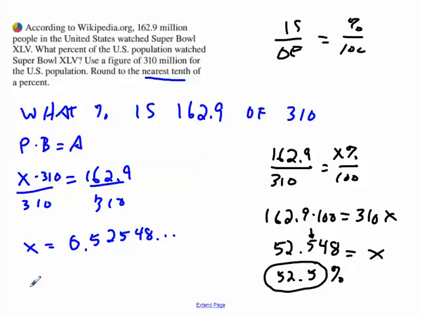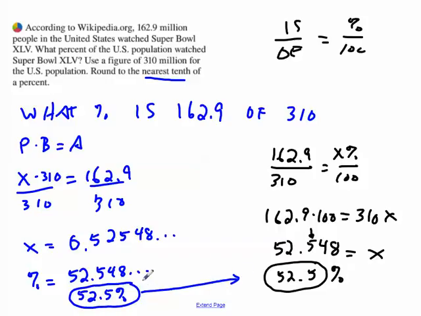In terms of a percent, we've got to take our number and multiply by 100%. Percent equals 52.548. We're rounding to the nearest tenth, 52.5%, just like over in the black on the right side. Same answer, different approaches.